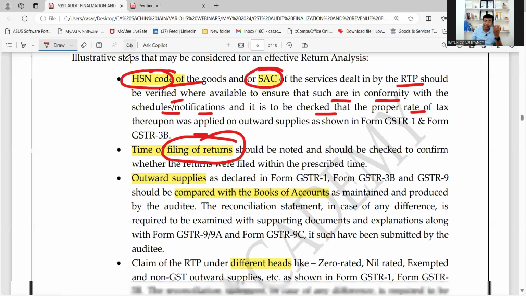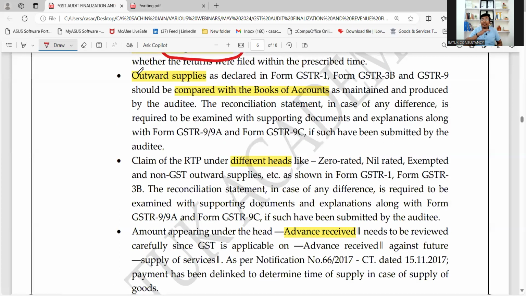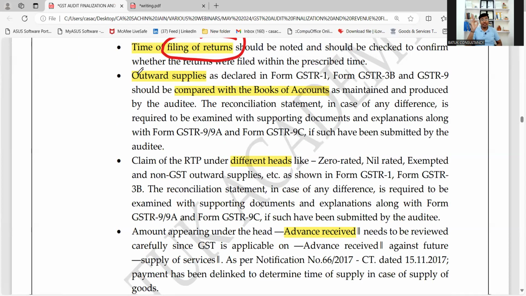कई बार एक पर्टिकुलर चीज को देखने के कई सारे नजरिए हो सकते हैं. So we just need to be very careful how we are going to analyze that particular type of situation so that the result will be best. Outward supply as declared in form GSTR1, form GSTR3B, form GSTR9 should be compared with the books of accounts. This is the most important task in case of reconciliations.